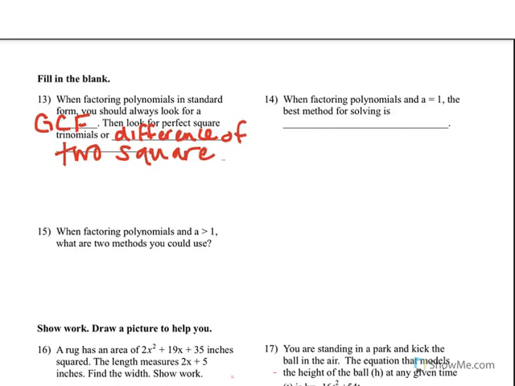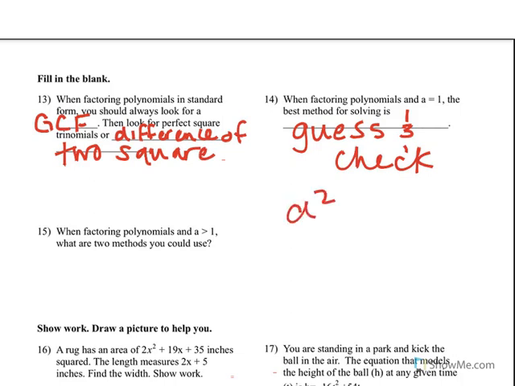Okay, number 14 says, when factoring polynomials and A equals 1, the best method for solving is guess and check. So put guess and check. And guess and check just means pick 2 terms, like if I were to do number 1. So you're just going to pick 2 terms when A equals 1, and you're going to say, okay, what multiplies to be negative 20 but then adds to be 8? Well, you just guess and check.